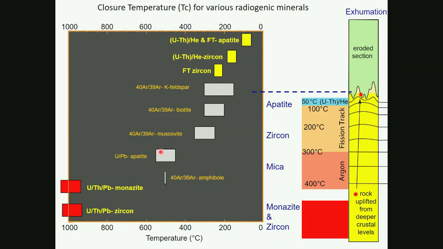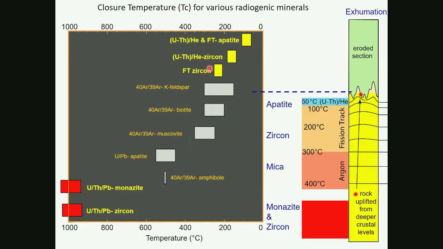like amphibole perhaps is around 400, 450 degrees, maybe up to 500, depending on how big it is and the cooling rate. Muscovite perhaps is around 350. Biotite, the argon-argon system, closes at around 250, 300. You can see big error bars here, of course, for the temperature on the x-axis. K-feldspar for argon-argon is between, say, 200 and 250 to 300.